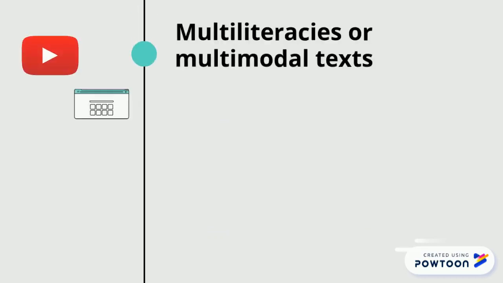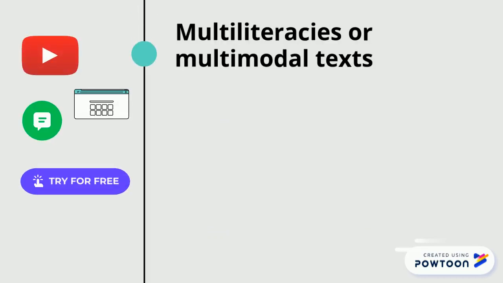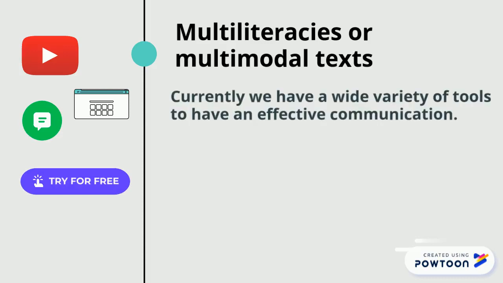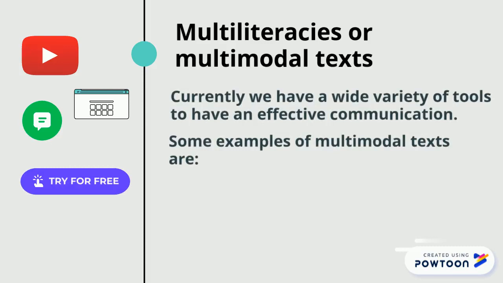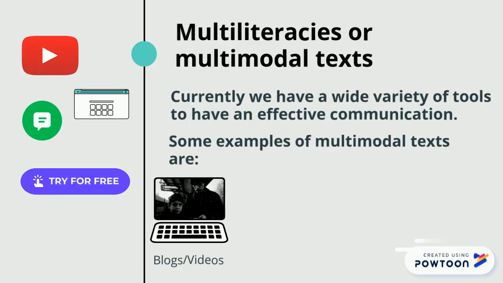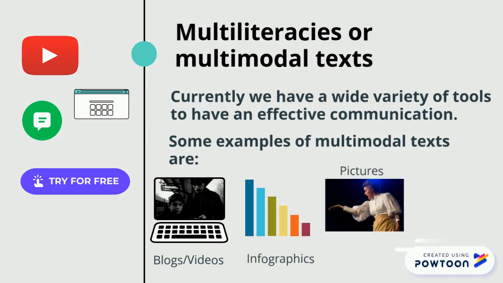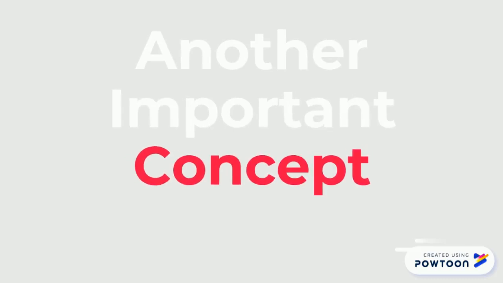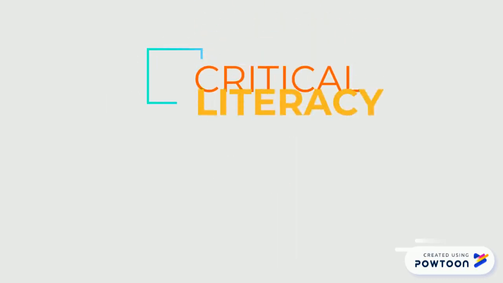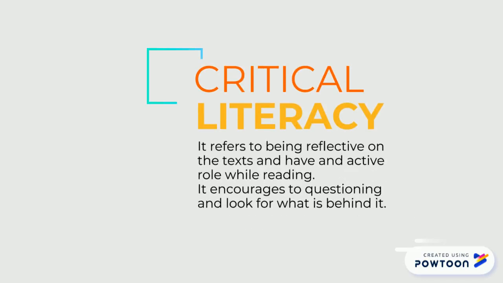Finally, we can find multimodal text. It refers to the use of audiovisual means of communication to convey meaning. These can be digital posters, images, videos, blogs, and so on. Here appears a new concept, critical literacy, which means to engage with texts in an active way, questioning the ideologies and interests that are behind them.